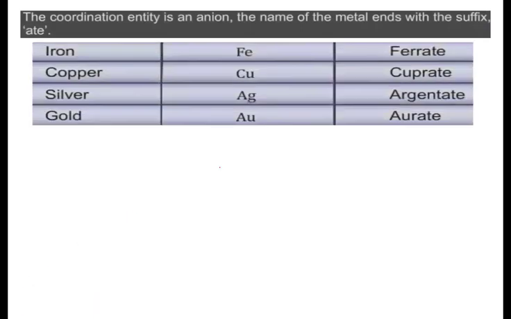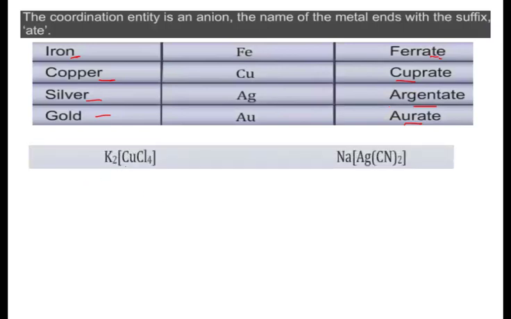Another example, or the species where their names change. For iron, we will use ferrate. These are Latin names given for some of the species. For copper, it will be cuprate. For silver, it will be argentate. And for gold, it will be aurate. Whenever these are present in an ionic complex, their name will be changed and written like this.